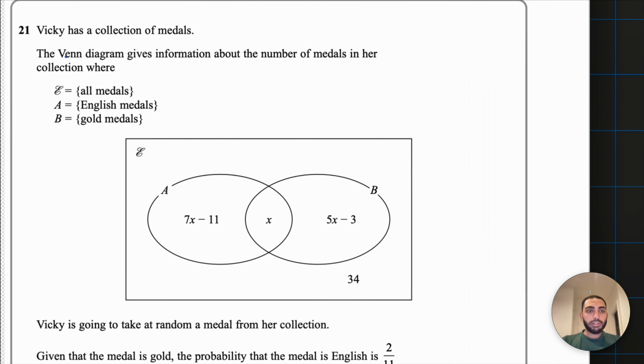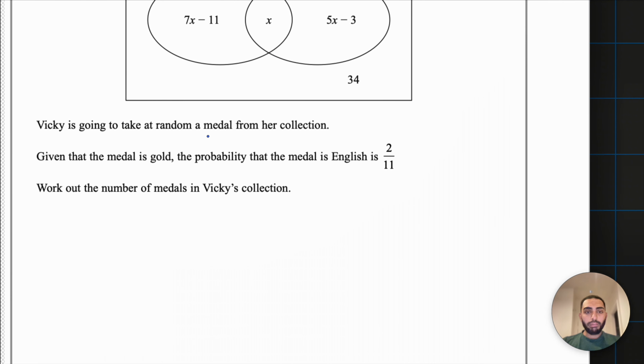Question 21. Vicky has a collection of medals. The Venn diagram gives information about the number of medals in her collection where the set is all of the medals. A is equal to the English medals. I'll just write that just to remember. And B is the gold medals. Vicky is going to take out at random a medal from her collection. Given that the medal is gold, the probability that the medal is English is 2 over 11. Work out the number of medals in Vicky's collection.